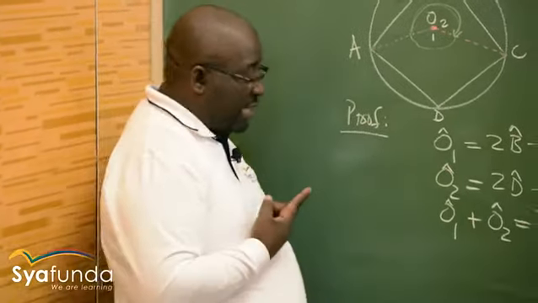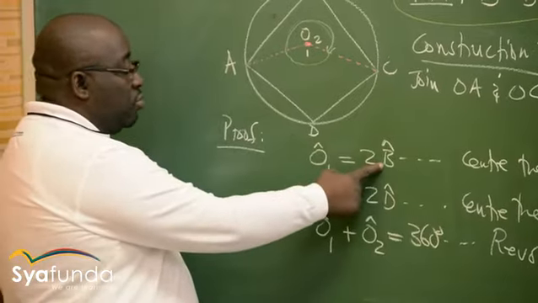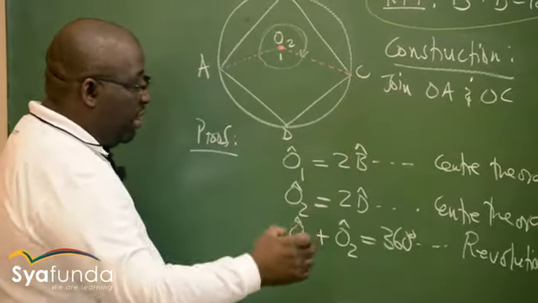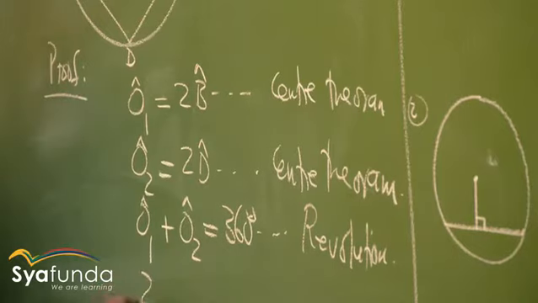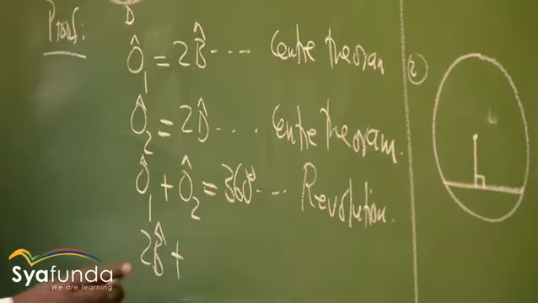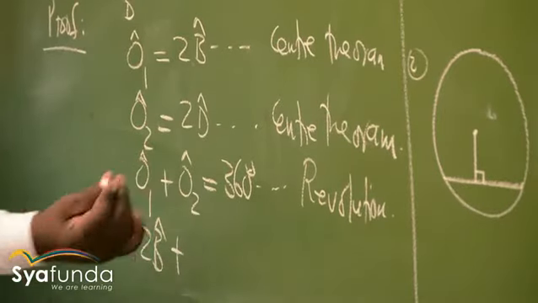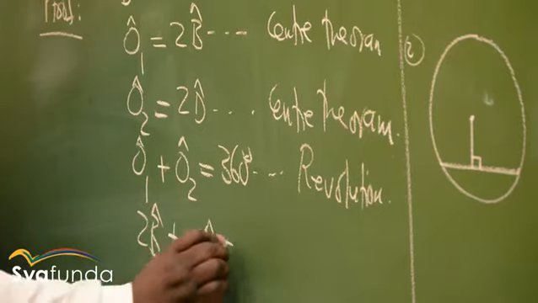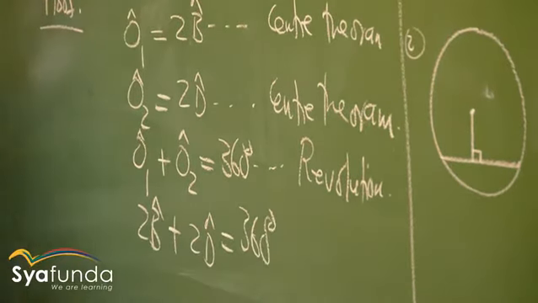But remember what we said. O1 was equal to what? We said it was 2B. So instead of angle O1 in this statement, we can push in 2B. Instead of O2, what can we write? O2 is the same as 2D, 2 angle D. This is equal to 360 degrees. Right, that's what we have now.